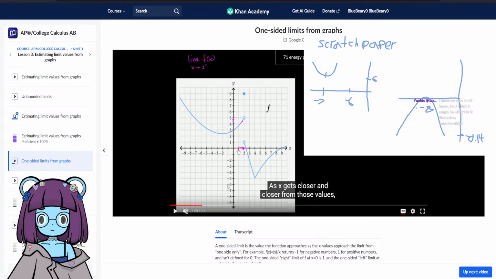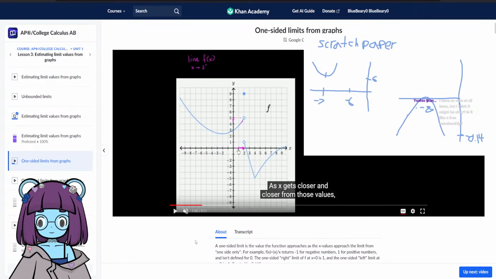It's like a free membership. Yeah, it is true that Khan Academy is like open source. It's meant for like free education.